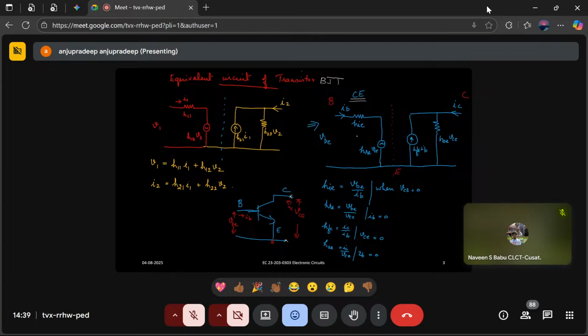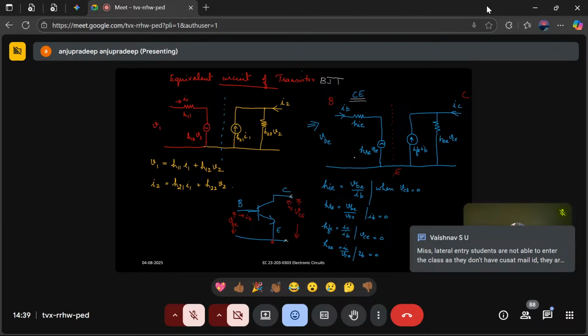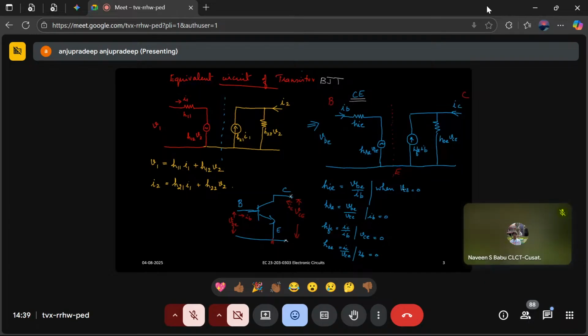Okay. So we can define just writing in terms of the base, emitter and collector. We'll find the parameters. HIE is equal to input voltage V1 by I1. So here it is VBE divided by IB. And what do you have to make? V2 is equal to 0. So when VCE is equal to 0.